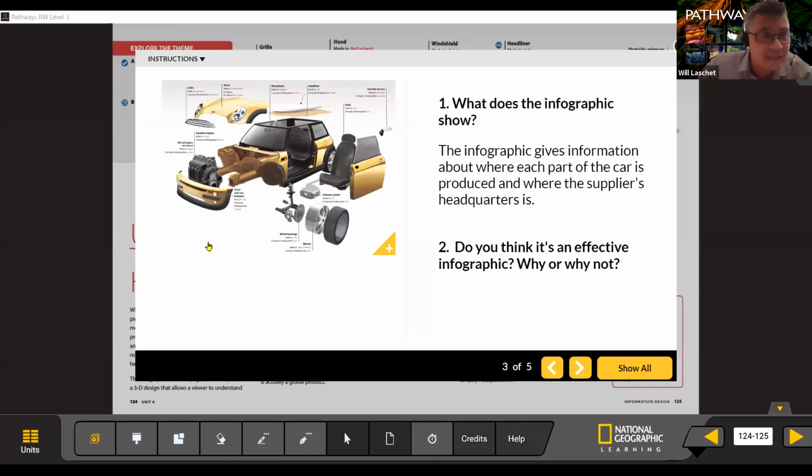A lot of you are saying, yes, it's effective if you want to know about car parts. There's so many details that you can learn, says Manasseh.